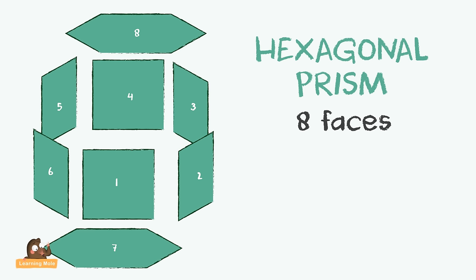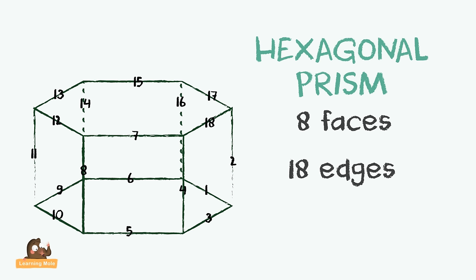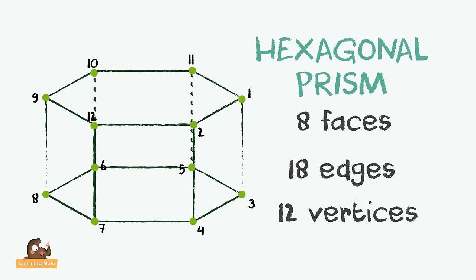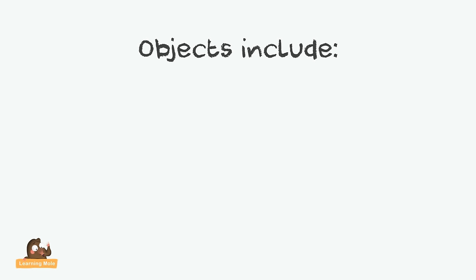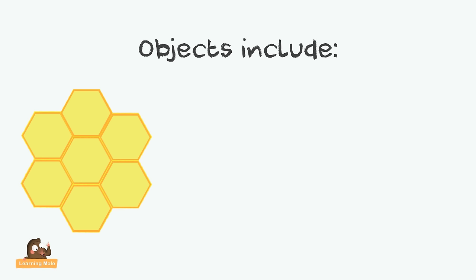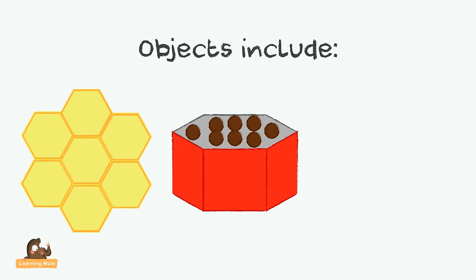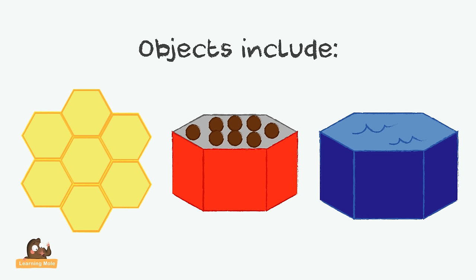A hexagonal prism has 8 faces, 18 edges, and 12 vertices. Objects include honeycomb, sweet tube, a swimming pool.